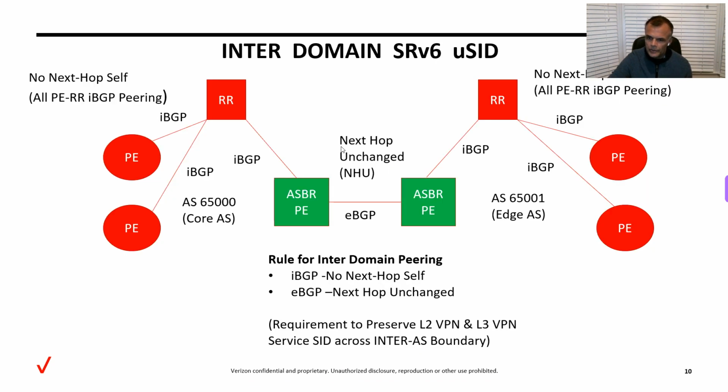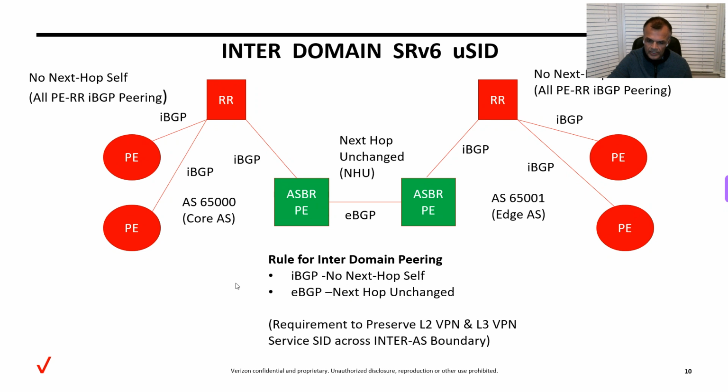Throughout our research and development work with SRv6 microSID, there's 2 key points that came up, and one is in order to do SRv6 across interdomain boundaries where you have inter-AS peering, on your inter-AS peering you have to do next hop unchanged, and then on your IBGP peerings you have to do no next hop self. So traditionally on your P to route reflector peering, you generally have a next hop self rewrite to the loopback. So when that rewrite happens, either in the IBGP no next hop self, or eBGP where the next hop is changing.